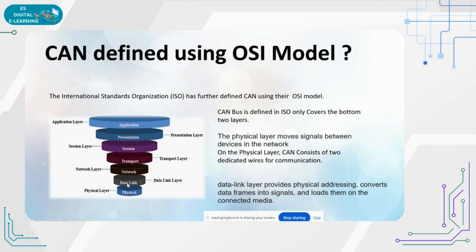Moreover, the data link layer handles the messages, the data frames we mentioned. The data frame, remote frame, or errors are all monitored on the data link layer in the OSI model.